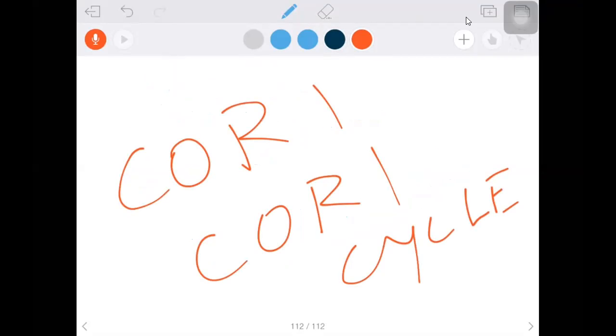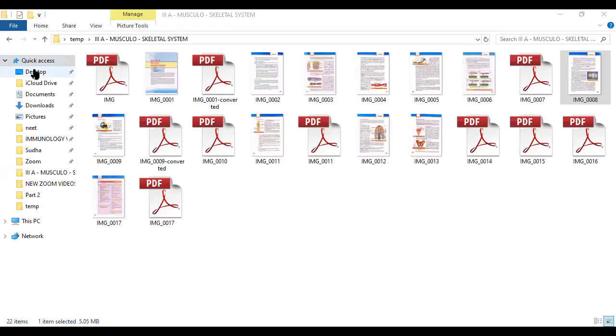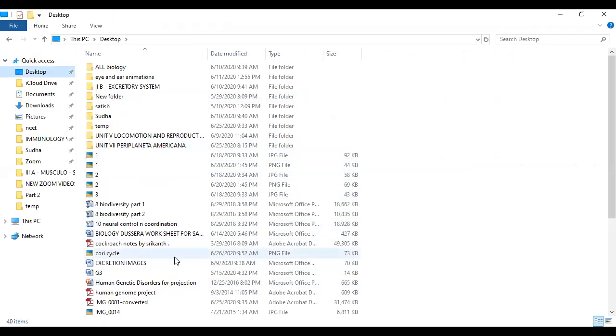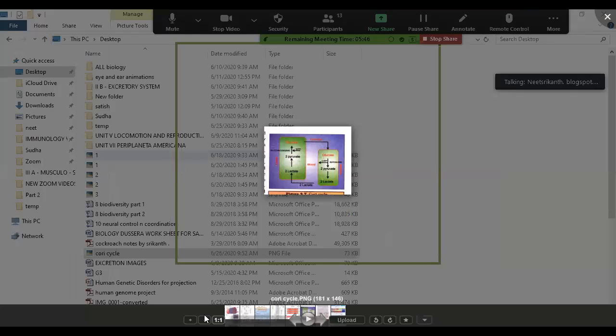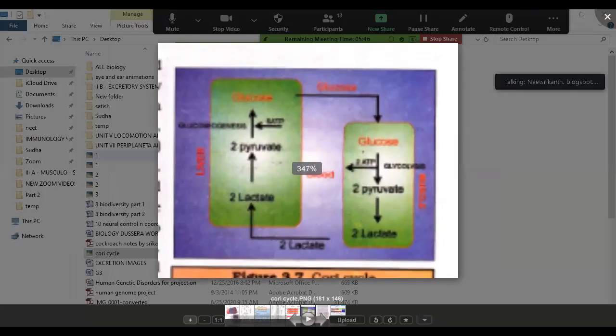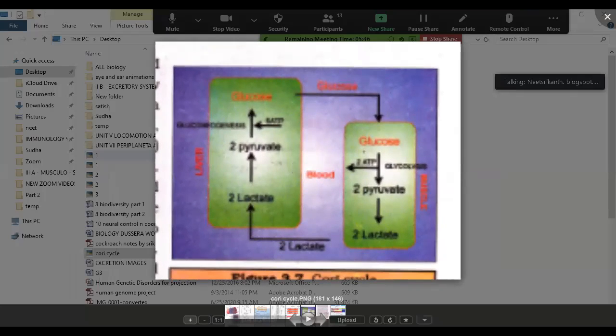So let me show you that particular cycle, the Cori cycle. We'll go to the desktop. A picture is waiting for you. Where is it? Cori. Yeah, this picture is waiting for you. I need to zoom this. Can you see this? A text diagram, just a text diagram only. This is the story which they are showing to you.